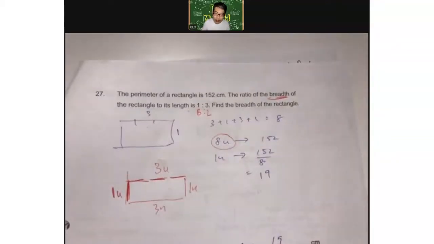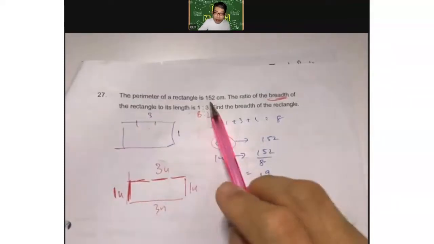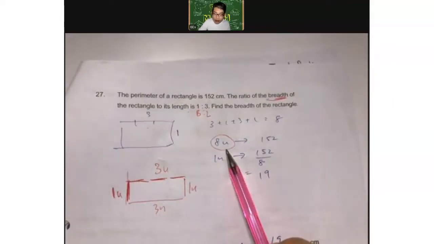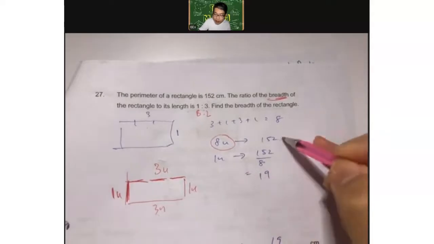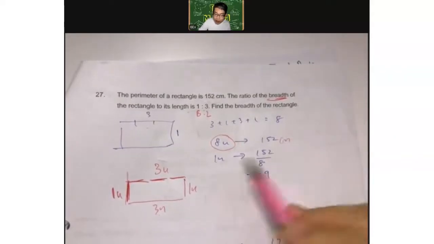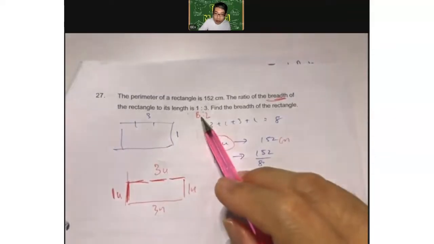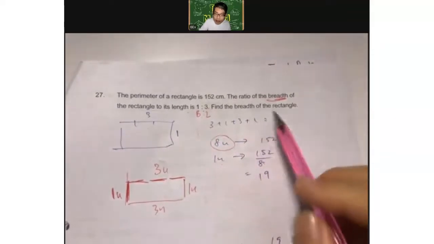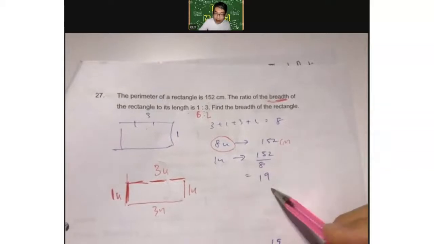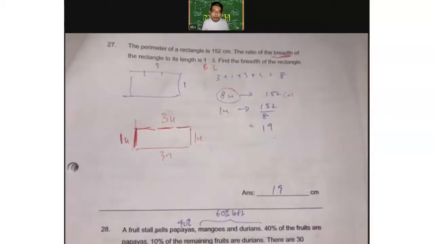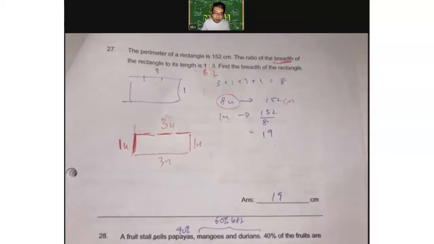And we know from the question that the perimeter is 152 cm. So this 8 units is equivalent to 152 cm. What is 1 unit? 152 divided by 8, I get 19. And 1 unit is also the breadth. So to find the breadth, I'm supposed to find what is 1 unit, and I get 19 cm. In this case, the unit is given.